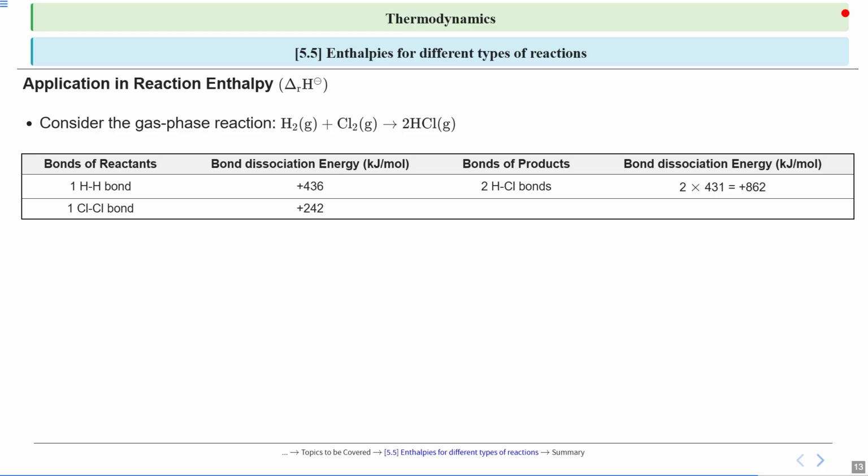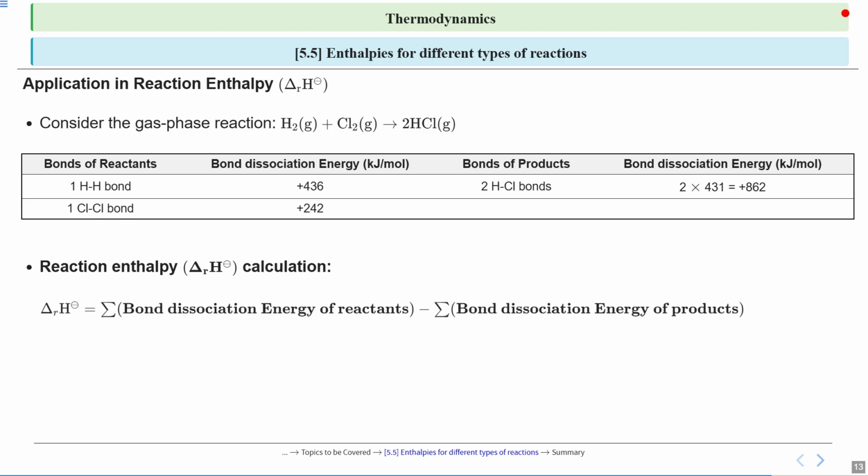Suppose you have all these values and you are asked to calculate the enthalpy of reaction. You have the bond dissociation enthalpy of hydrogen, of Cl2, and the bond dissociation energy for HCl as well. It's a very simple formula. What is that formula? It says that the enthalpy of reaction can be calculated in terms of bond dissociation energy, in which we subtract the bond dissociation energy of product from the bond dissociation energy of reactant.